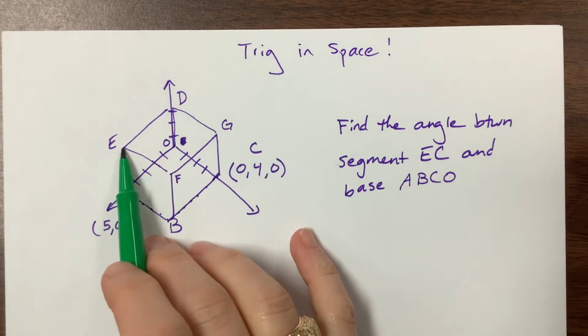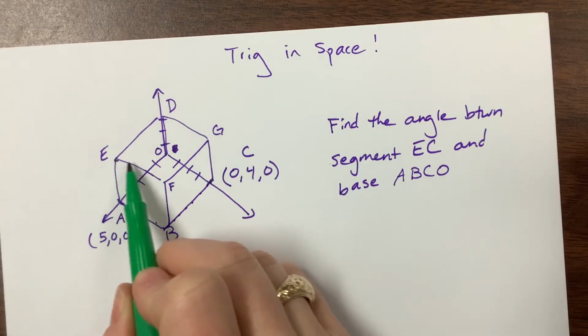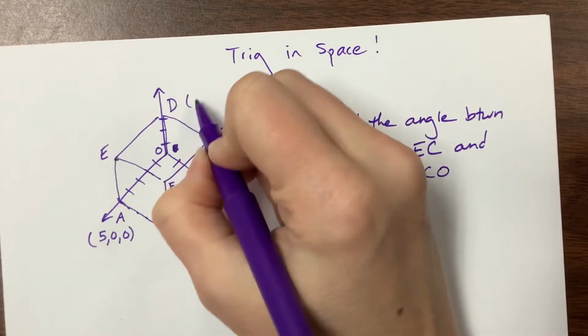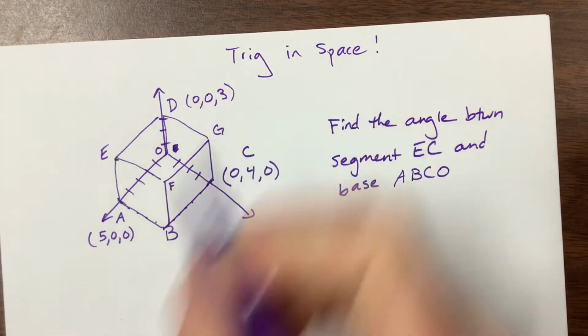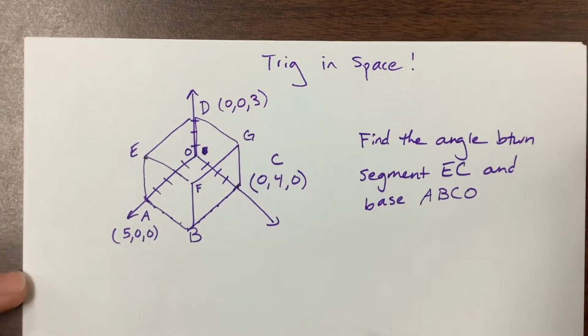Okay, so here's E and here's C. So if this is coming... oh, did they tell us what D was? They told us, I didn't write that down, I'm sorry. They told us that D was 0, 0, 3. This is a point 0, 0, 3. So that means, and this is this nice little rectangular prism right here.